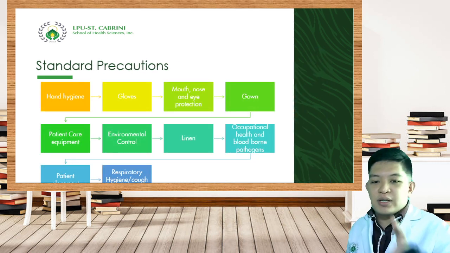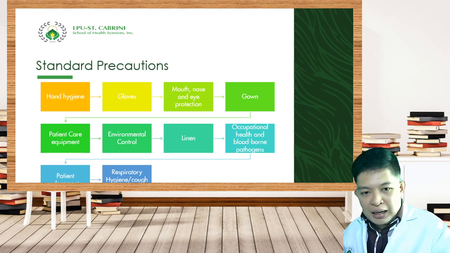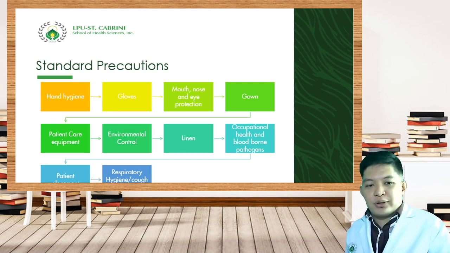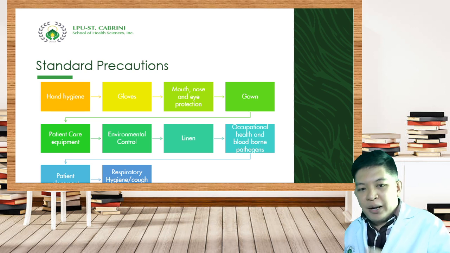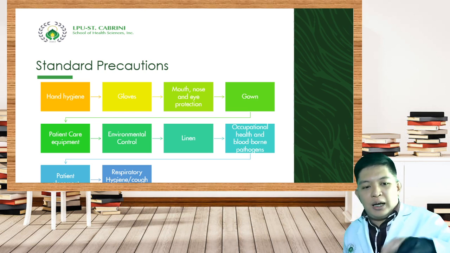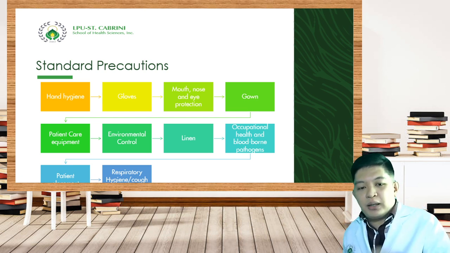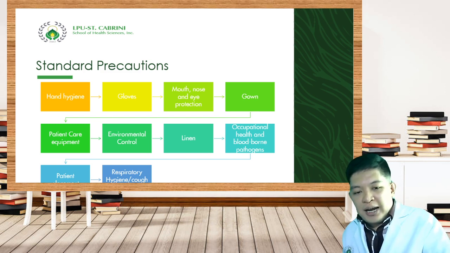So what is included in those standard precautions? Hand hygiene, wearing of gloves, mouth, nose, eye protection, gown, patient care equipment, environmental control, linen, occupational health and blood-borne pathogens, patient placement, respiratory hygiene, cough etiquette.